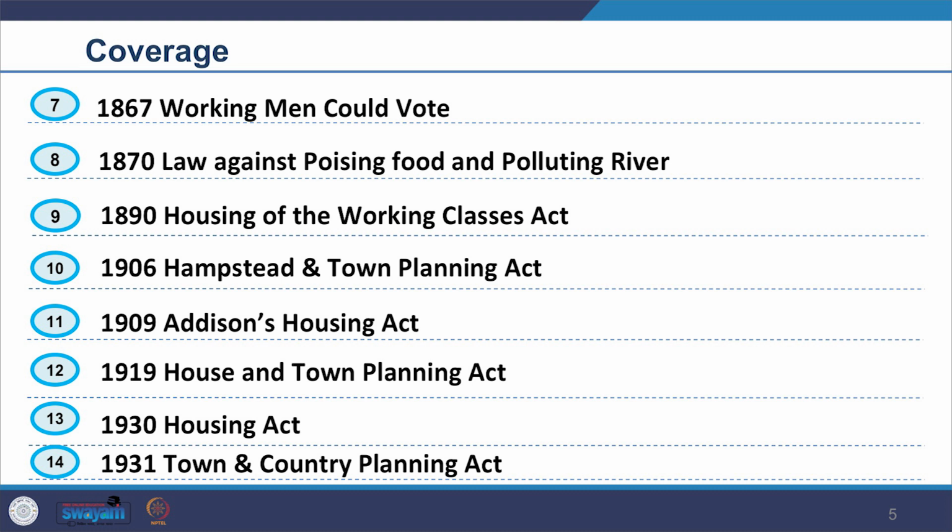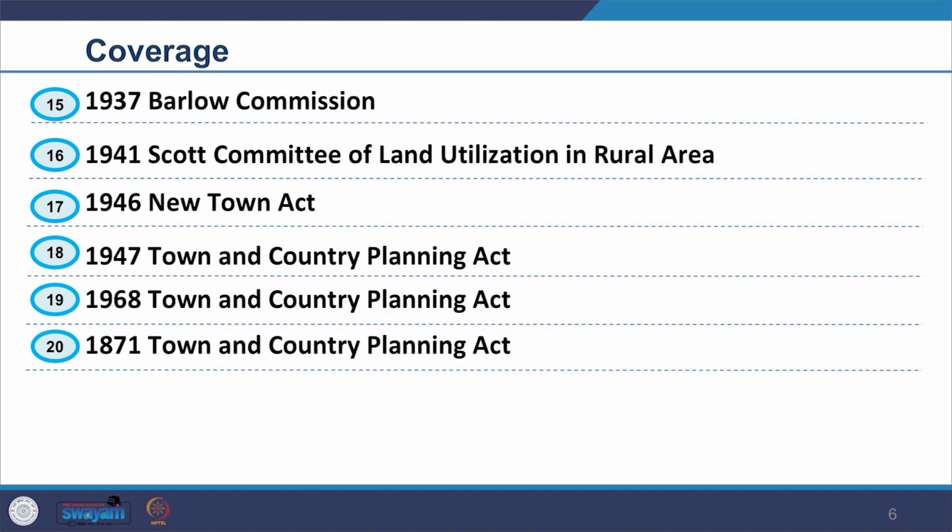Then we will also look at the 1931 Town and Country Planning Act. We will look at the Barlow's Committee, and the Scott Committee on Land Utilization in Rural Areas. We will look at the New Town Act, then we will look at the series of Town and Country Planning Acts from 1947 to 1971. So, these will be our coverage for today.